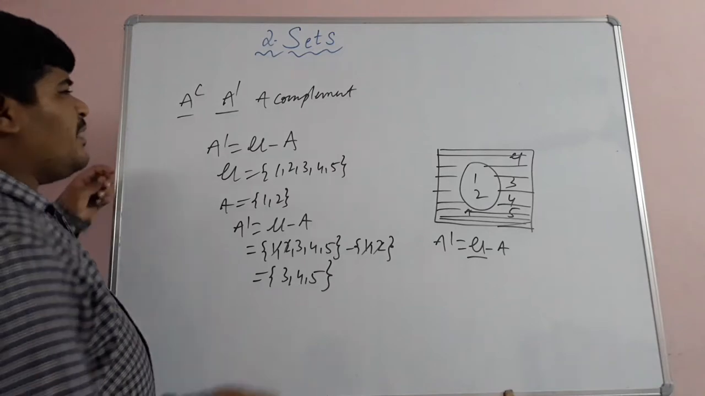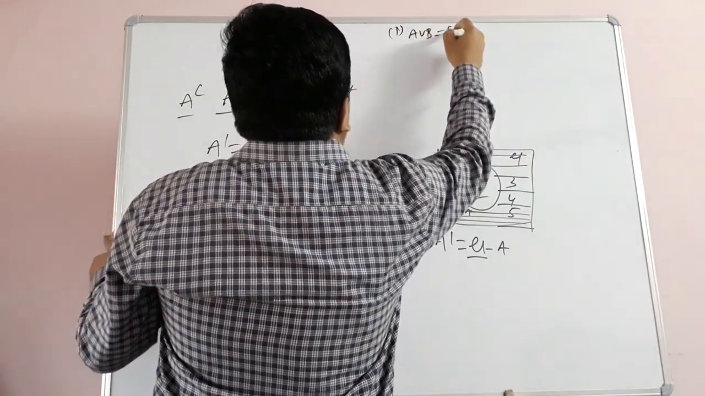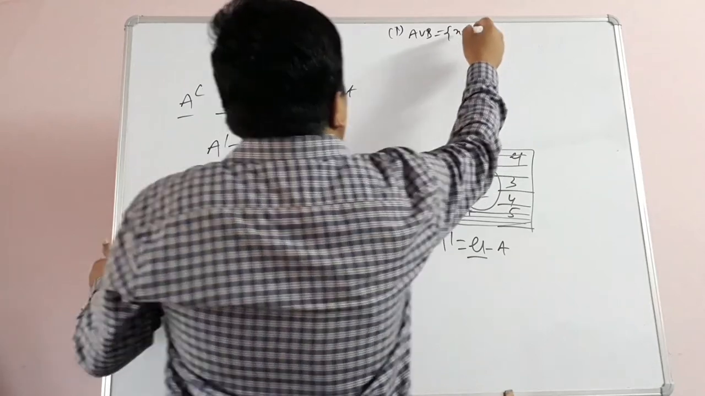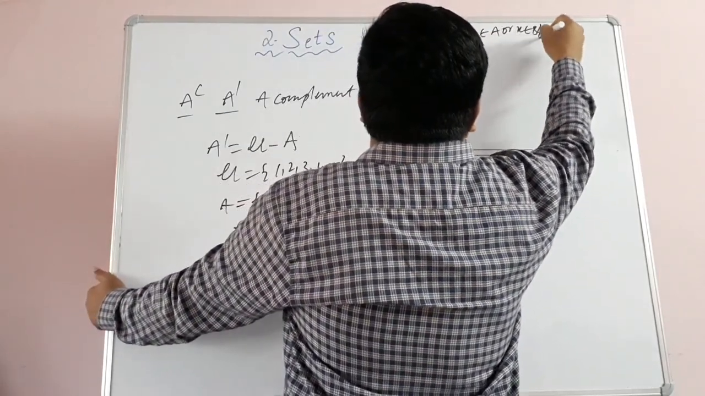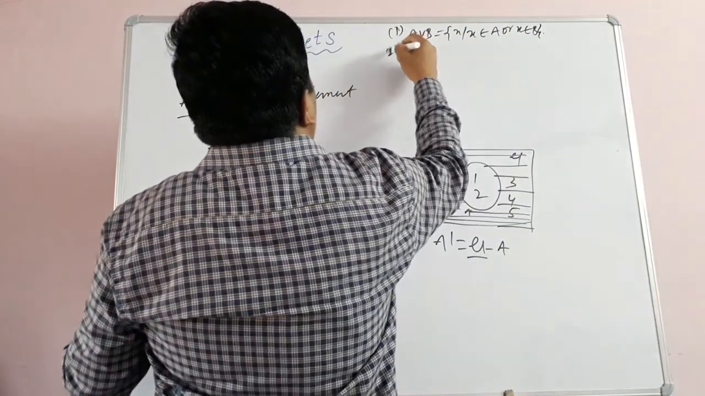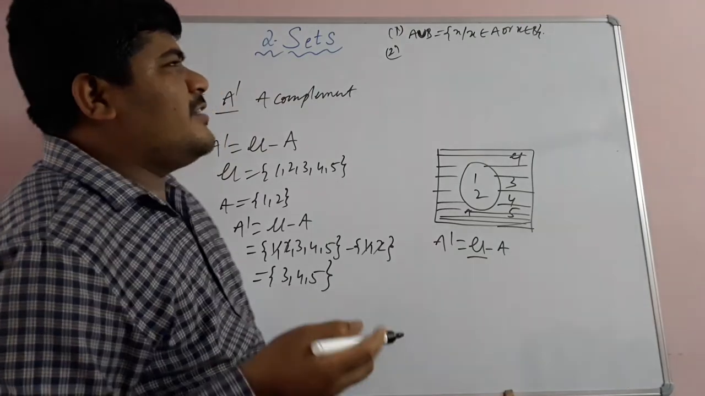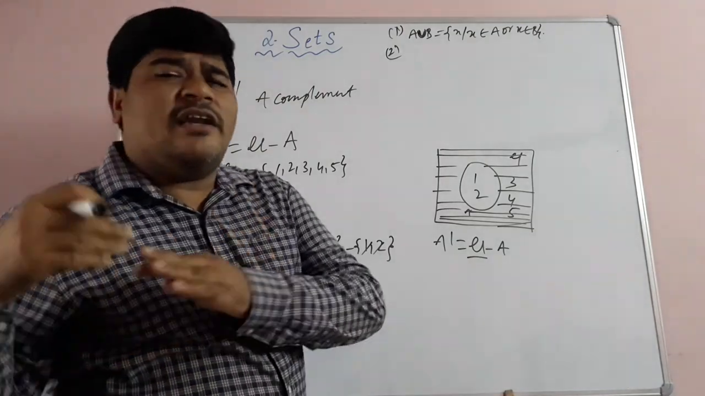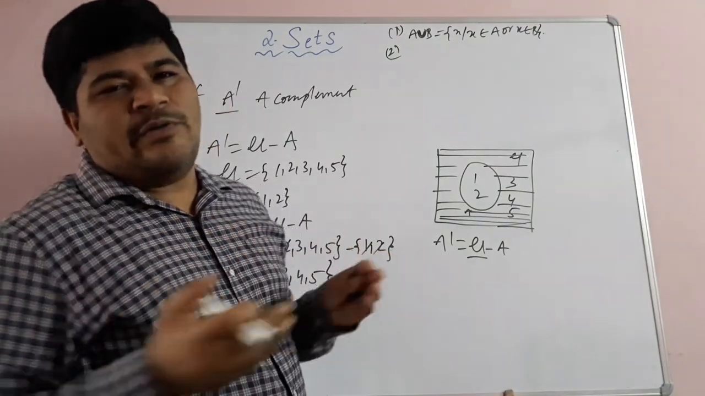Now I'll give you the set builder form for each operation. Suppose the first one, A union B, children. It means x such that x belongs to A or x belongs to B. A union B means x such that x belongs to A or x belongs to B. It may be related to A or B or both. All elements we will take together. That is A union B.